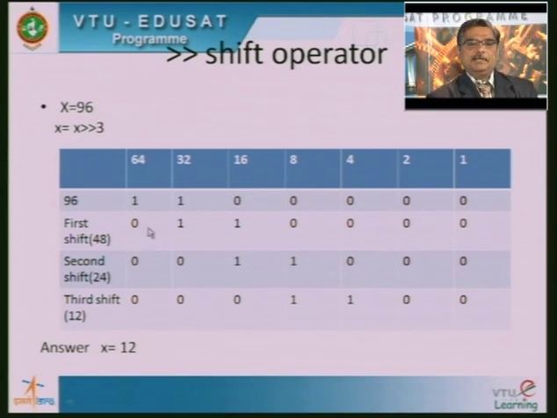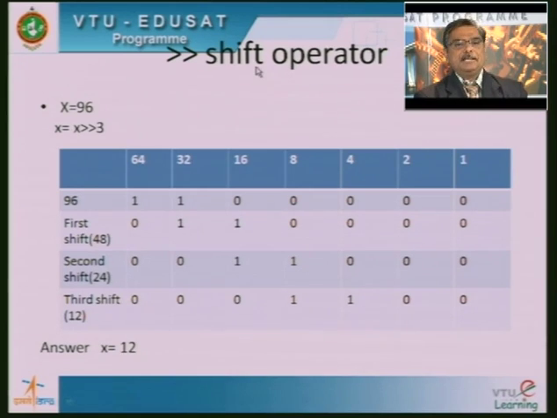When you shift right, this 1 moves to the next position, and this 1 also moves to the next position. It looks like 0 1 1 0 0 0 0. Here your value now becomes 32 plus 16, that is 48. When you shift a second time, the value becomes 0 0 1 1, shifted to the right. Once again, the third shift, it becomes 12. If you observe, the number is divided by 2 each time. 96 divided 3 times results in 12. So dividing by 2 is the outcome of this right shift operator.